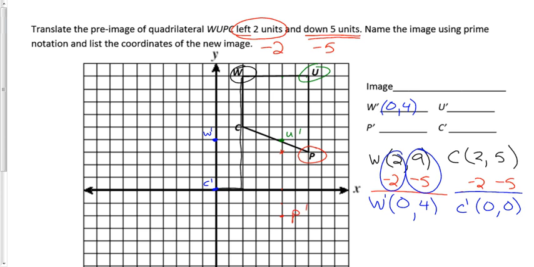So I have my new figure right here, and I can write down my coordinates. My P prime ends up at 5, -2. My U prime ends up at 5, 4. And my C prime I already had at 0, 0. Moving on to the next page.